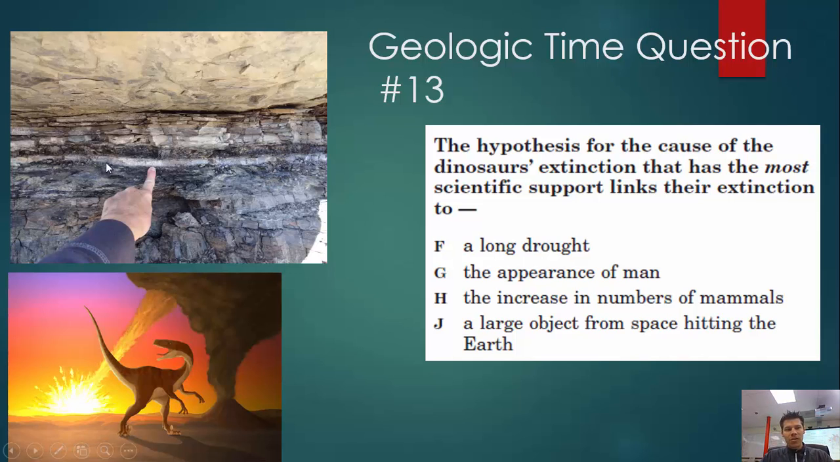Once you test this rock layer, it has levels of the element iridium that are higher than anywhere on the earth. So that strongly suggests that this layer of iridium, found in the rocks all over the globe, with this extraterrestrial amount of iridium, probably indicates a very large asteroid impact, and then its ash settled back down, caused a global catastrophe, and led to the extinction of all the very large land animals. So our best answer here is J, a large object from space hitting the Earth.